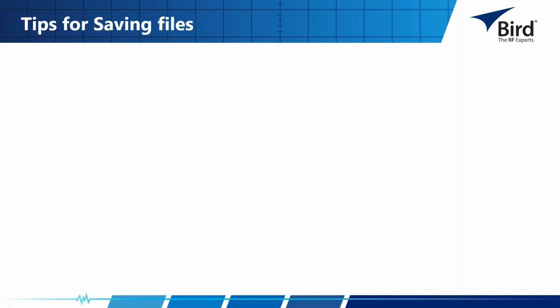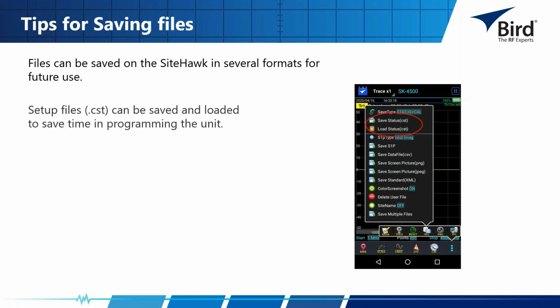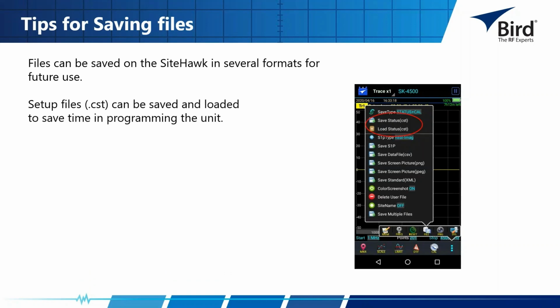And the last thing I want to mention is saving files. Files can be saved on the SiteHawk in several formats for future use. We can save setup files or a .cst. These can be saved and loaded to save time in programming the unit. S1P files are the files that we use and import into the SiteHawk PC tool.